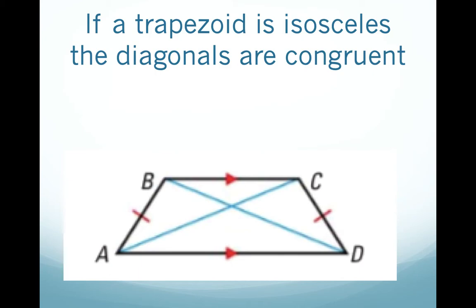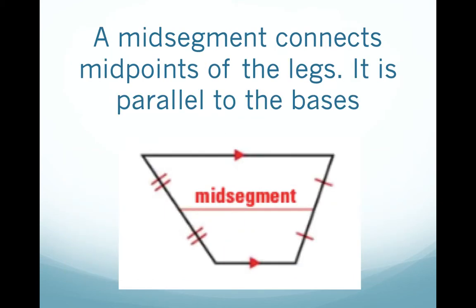If a trapezoid is isosceles, the diagonals would be congruent. I have tick marks to indicate an isosceles trapezoid, and that means that BD will be congruent to AC.